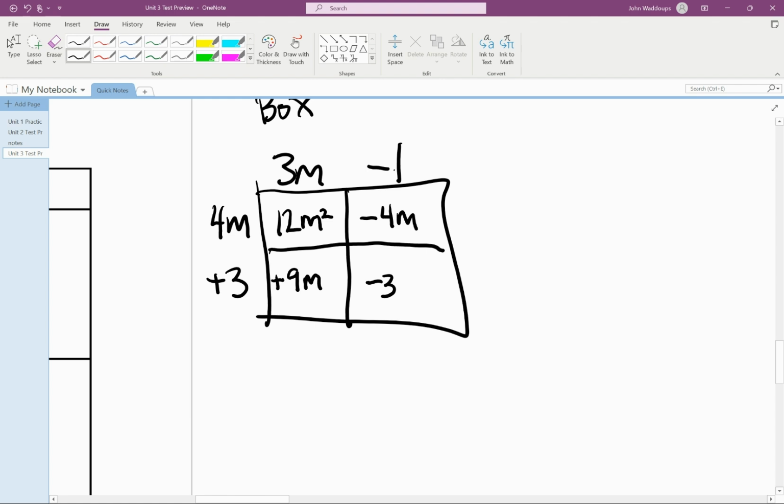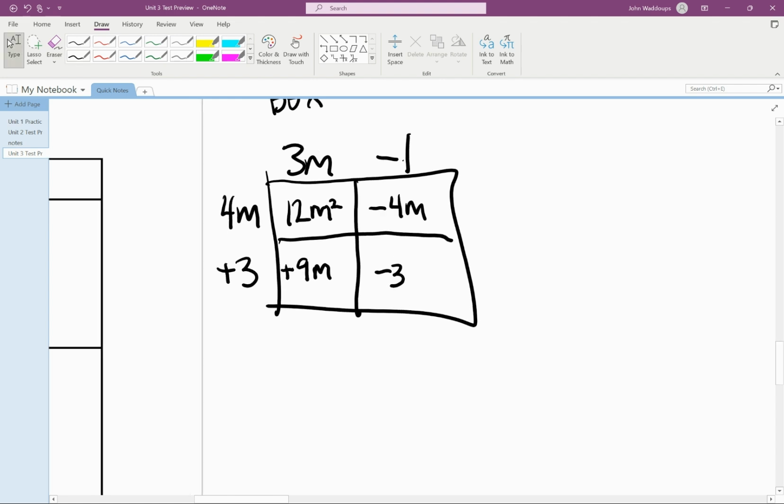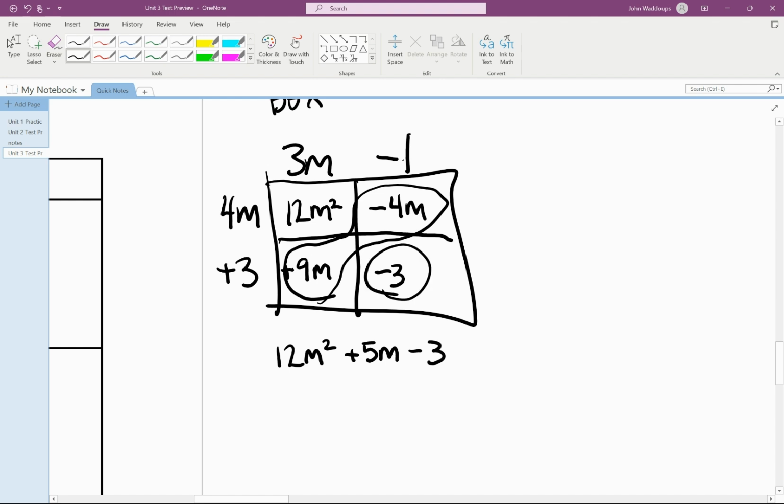Be careful because there's two steps to the process of multiplying polynomials. One is the multiplying part, and the second one is adding. So make sure that you've multiplied each of these, not added them. Then I want to combine all of my like terms. So 12m squared has no other like term, but 9m and negative 4m are like terms, and so that would be plus 5m. And then finally here, minus 3.